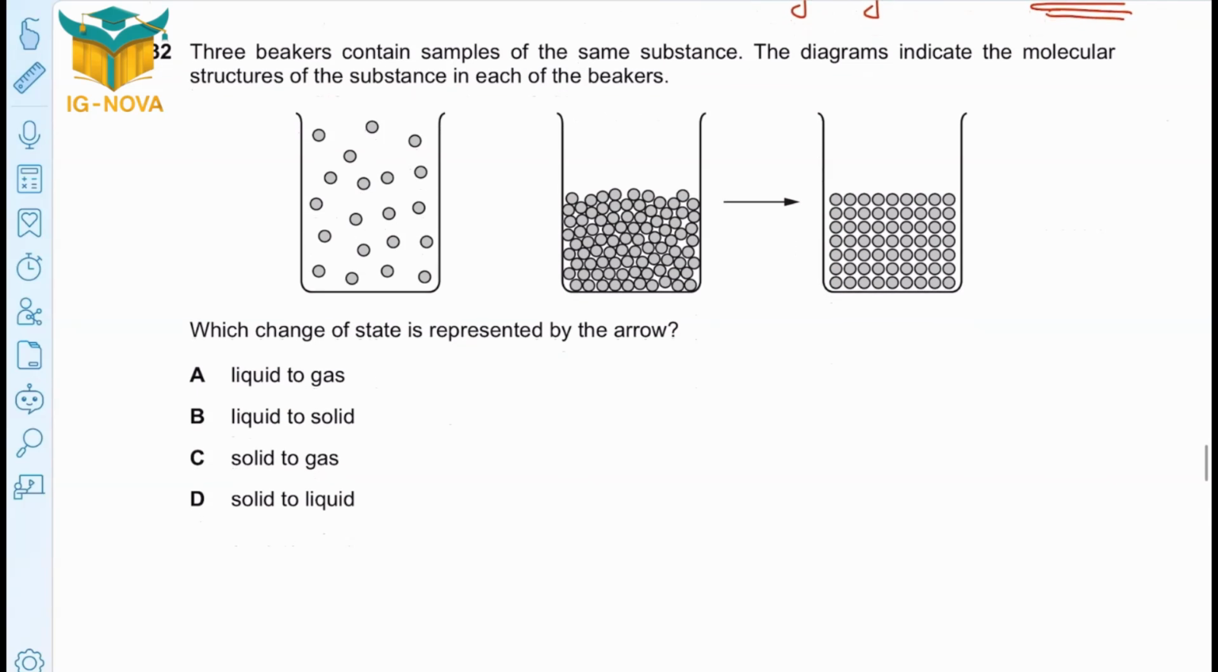Question 32. 3 beakers contain samples of the same substance, same substance from the same matter. The diagram indicates the molecular structure of the substance in each of the beakers. في عندنا 3 states of matter of the same substance. Which change of state is represented by the arrow? Here the molecules are close to each other but not arranged. But here it's arranged. So this must be solid, and this is liquid. From liquid to solid, it's freezing. سهلة.